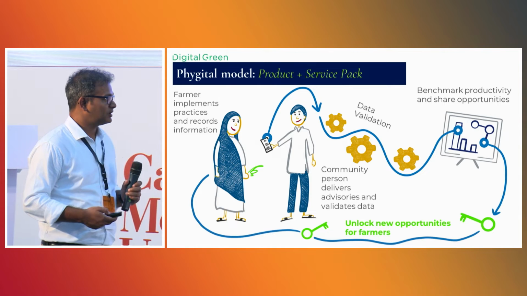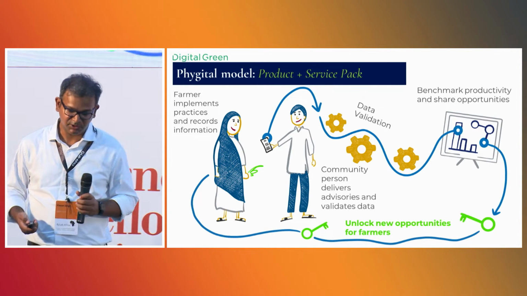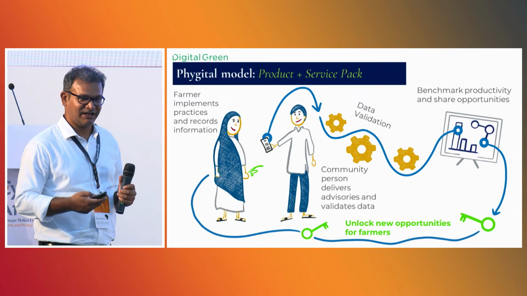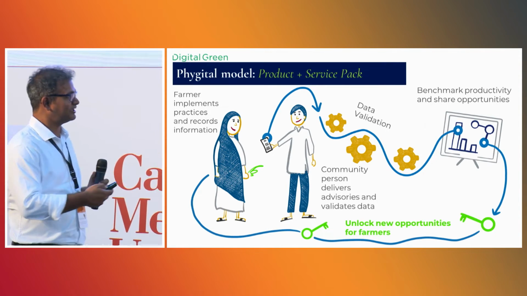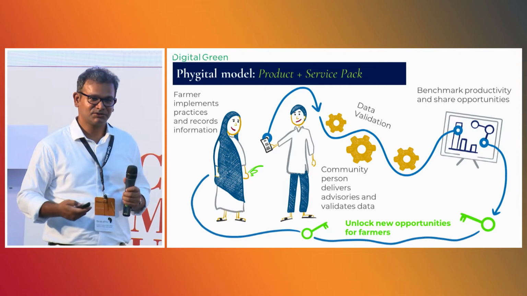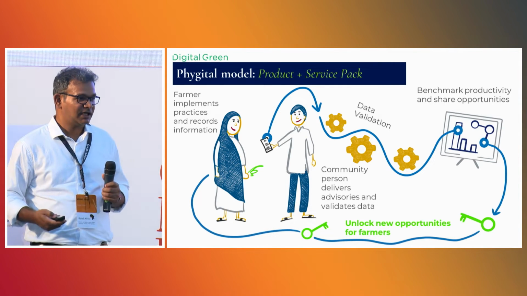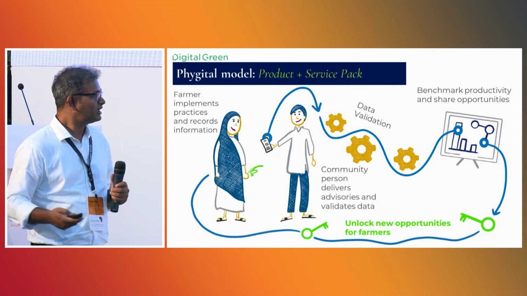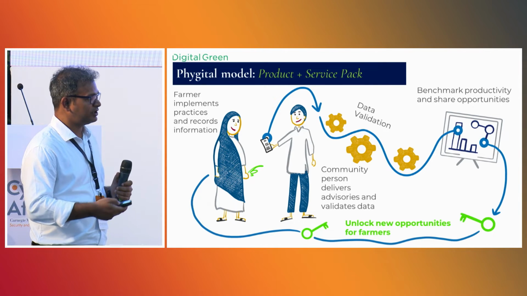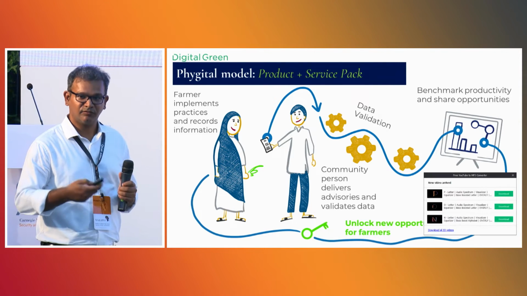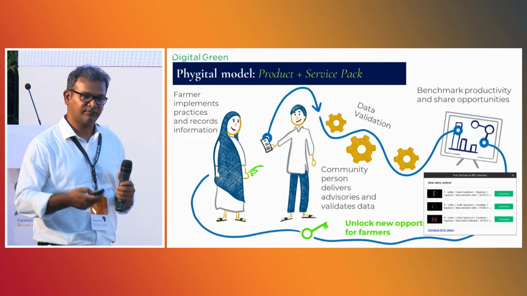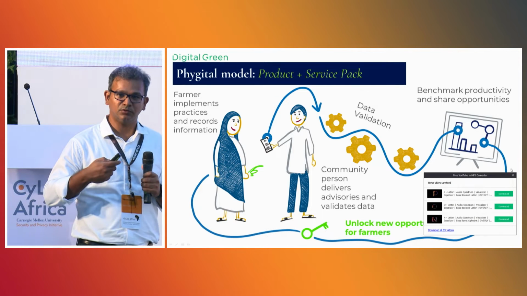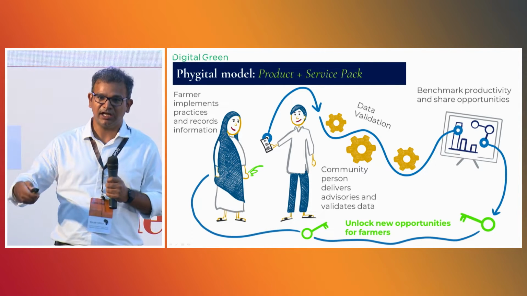So based on this, the model that we developed and are actually developing, at the cost of sounding fancy, we use the term phygital, or product plus service pack. Essentially, have human intervention along with technology. So imagine that there is a community person who can interact with the farmer. The farmers who can afford a smartphone can have that smartphone or the app. Otherwise, the community person can interact, whom they trust, who can talk in the language that the farmers understand.